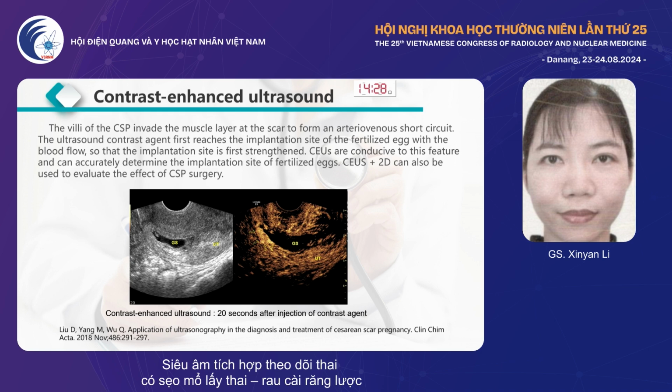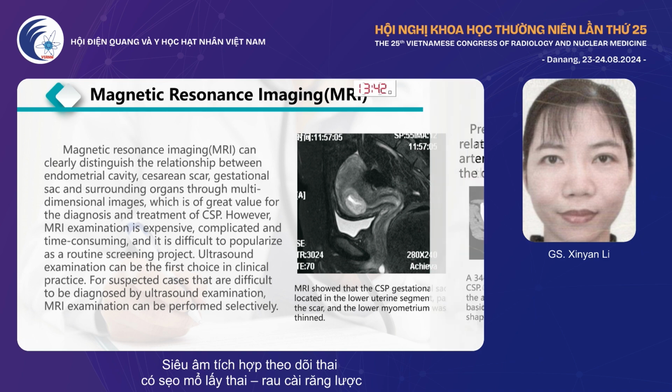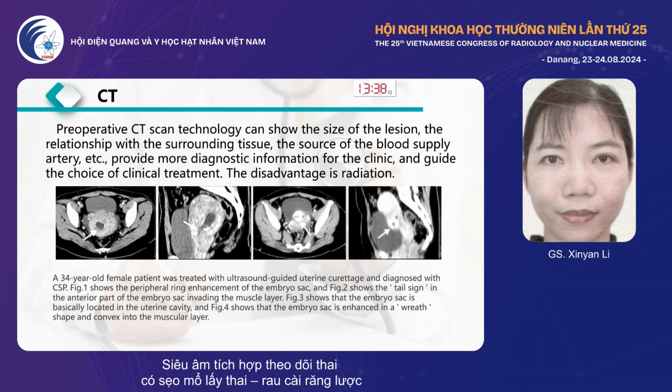The contrast-enhanced ultrasound: the ultrasound contrast agent first reaches the implantation site of the gestational sac with the blood flow, so that the implantation site is enhanced first. CEUS is conducive to this feature and can accurately determine the implantation site. MRI is of great value for the diagnosis and treatment of CSP. However, it's expensive, complicated, and time-consuming, so it can be performed selectively. CT is another useful method, but the disadvantage is radiation.